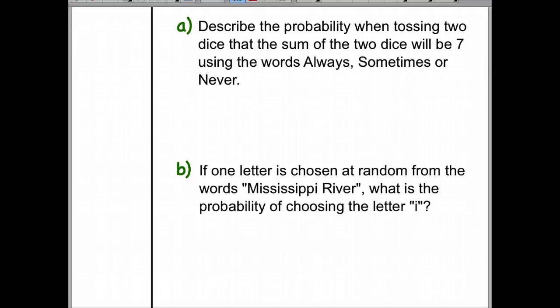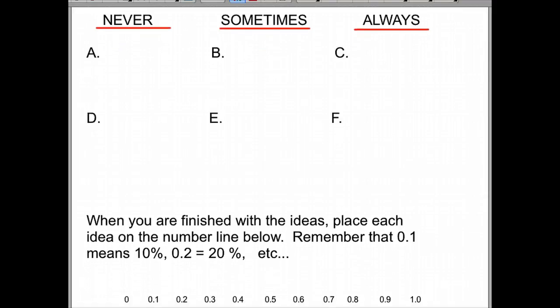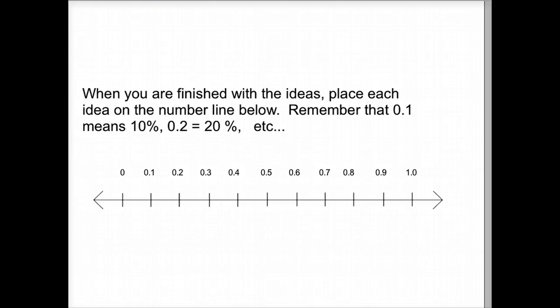I'm going to show you what the worksheet looks like. I've given you a hard copy already. What you need to do is first, under the words never, sometimes, and always, come up with 2 different ideas for ways to describe never, sometimes, and always, and fill those in those slots. Then, when you're finished with those ideas, I want you to place your ideas on this number line that I have shown here. So remember that 0.1 means 10%, 0.2 is 20%, etc. So you want to be able to place your words on this number line.